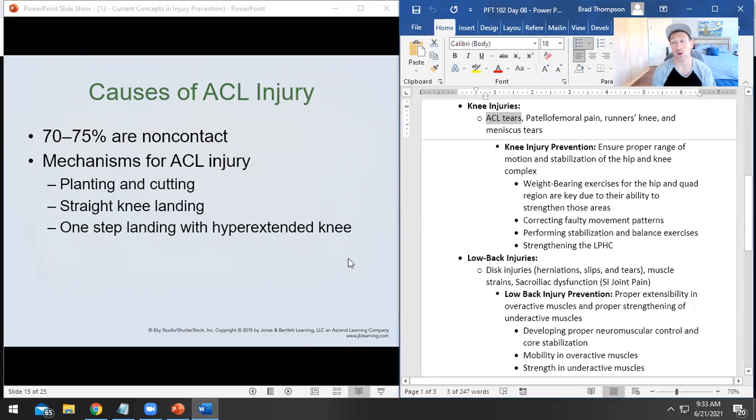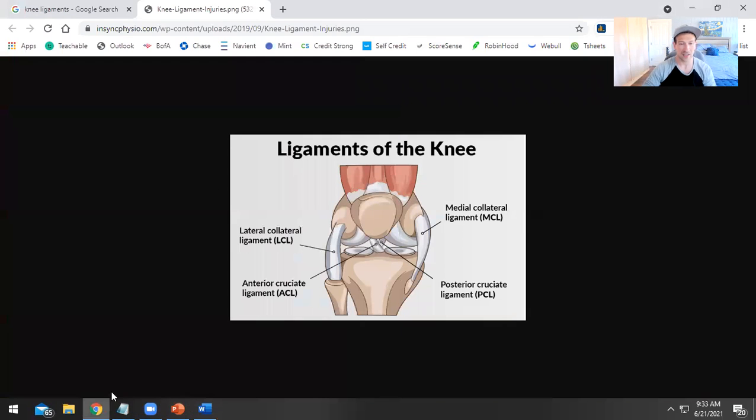Guess what? If you are planting and you are cutting, and generally that's a cut to the outside that most people make, what'll end up happening is you will be twisting your knee this way, which is now pulling your ACL apart in this direction. If it doesn't have that proper mobility, when it gets pulled apart, it's going to let go. That's going to create that tear.